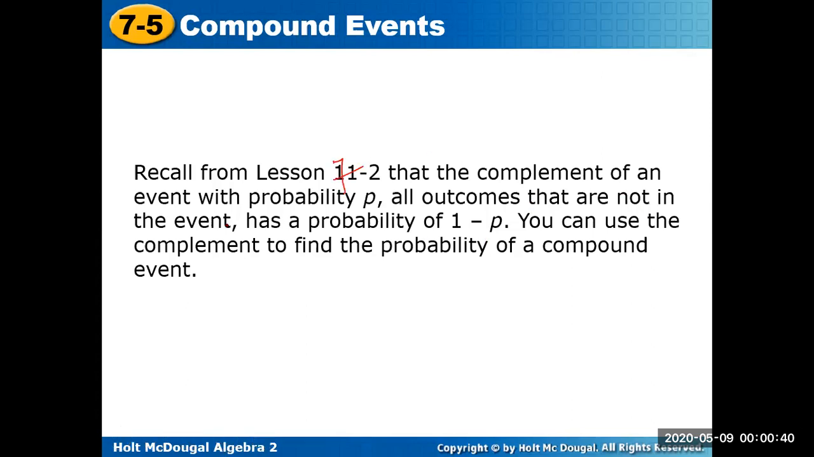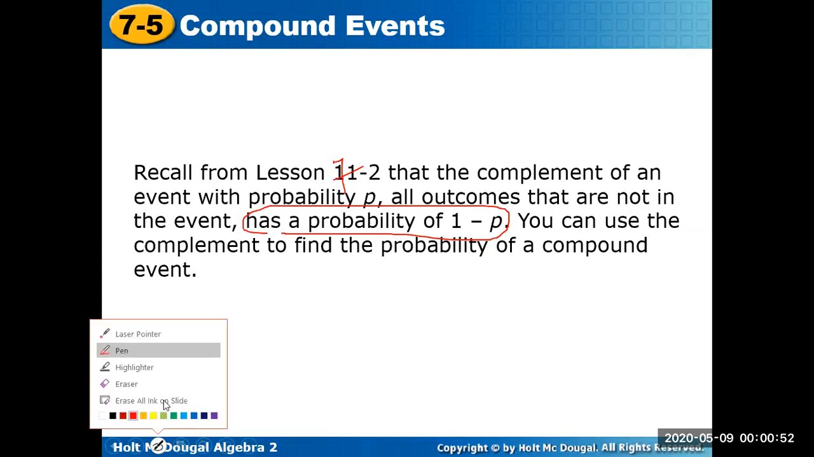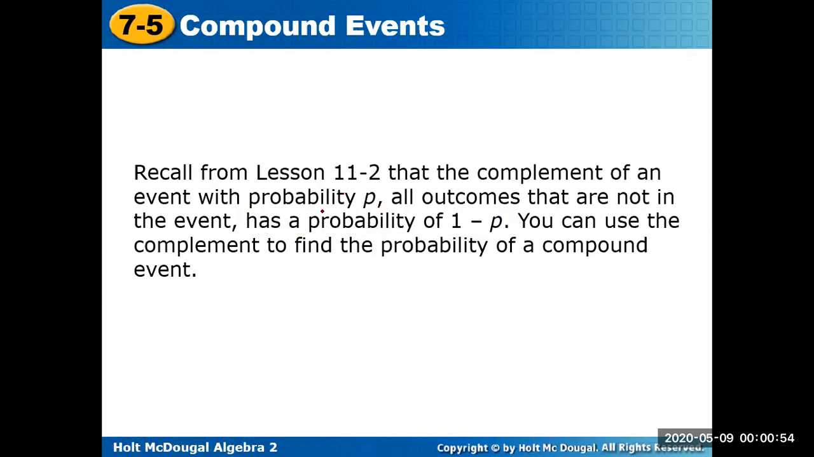All outcomes that are not in the event. So the complement of an event with probability P, all the outcomes that are not in the event, has a probability of 1 minus P. That means we learned something like this: probability of the event E is equal to 1 minus probability of not E. We learned this formula before. We can use this to find probabilities of some compound events as well.